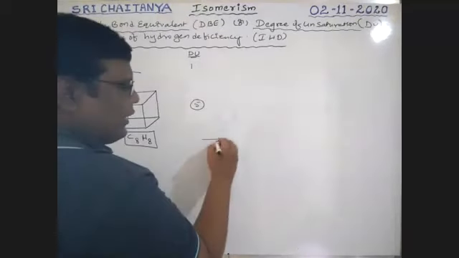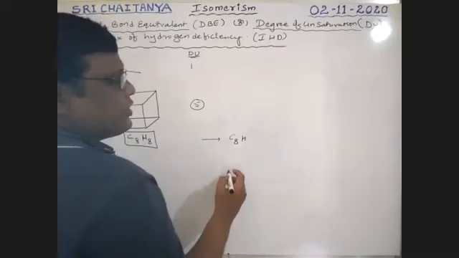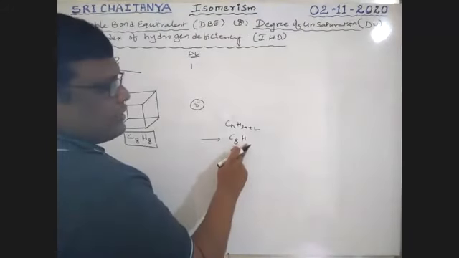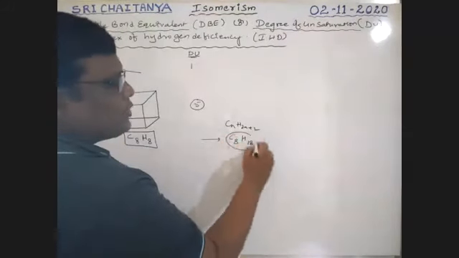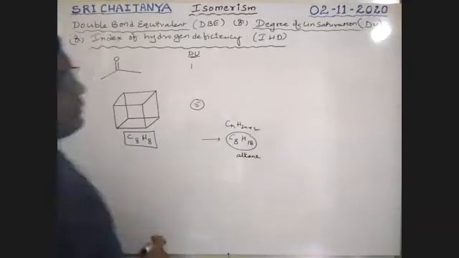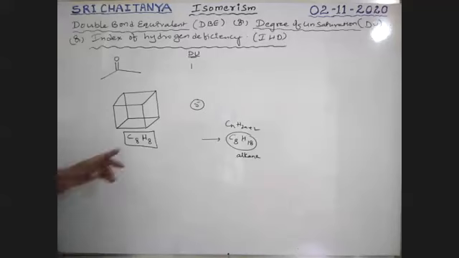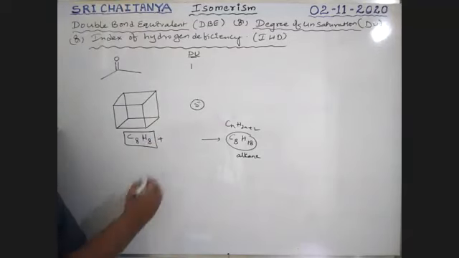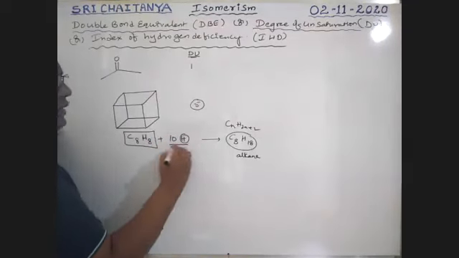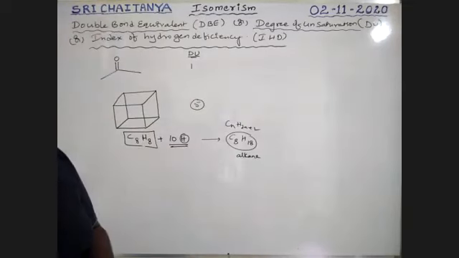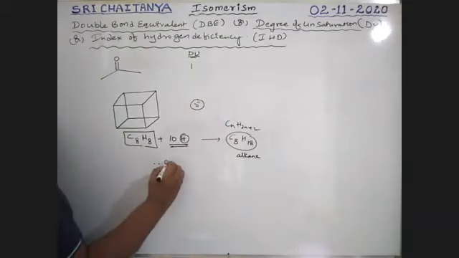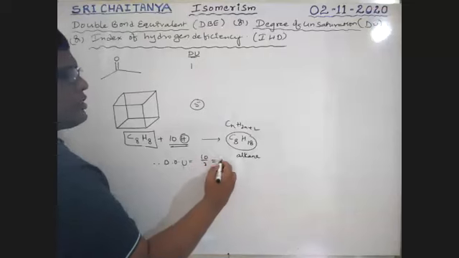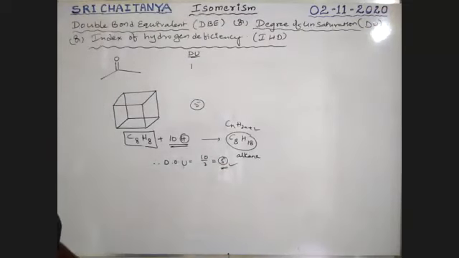The corresponding alkane is CnH2n plus 2. So n is equal to 8, 16 plus 2, 18. Actually, the corresponding alkane is C8H18. Now, difference of hydrogens: 10 hydrogens are required to convert this compound into this. Therefore, degree of unsaturation is equal to 10 by 2, which is equal to 5.